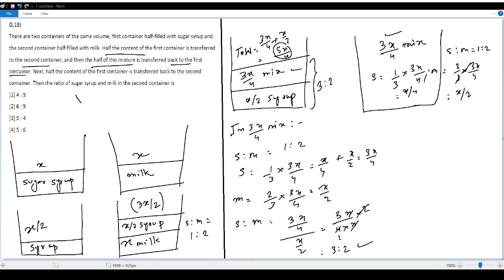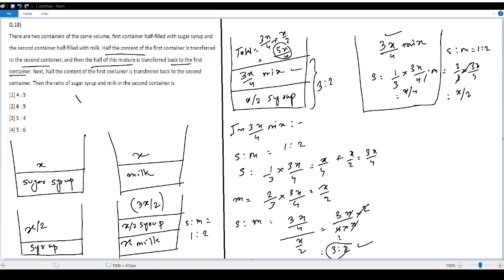You see, in 5x by 8, what is the amount of syrup? This 5x by 8 came from this content, and here the syrup to milk ratio was 3 is to 2. So what is the amount of syrup? That is 3 by 5 into 5x by 8, which is 3x by 8 again. And what is the amount of milk? That is 2 by 5 into 5x by 8, that is x by 4.